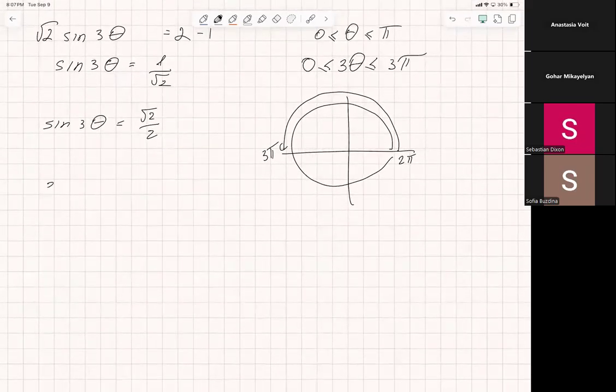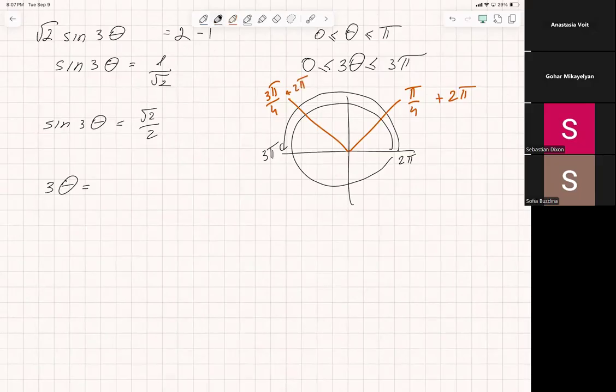So now we have 3 theta equals, when is my square root of 2 over 2? So I have a positive one, right? I don't have the negative anymore, so this one is just positive, and sine is positive in the first and in the second quadrant, right? So it's gonna be here and here. Here we have pi over 4, and here we have 3 pi over 4, right? And that's for just one cycle. And then for the second cycle, we need to add 2 pi right here, right?